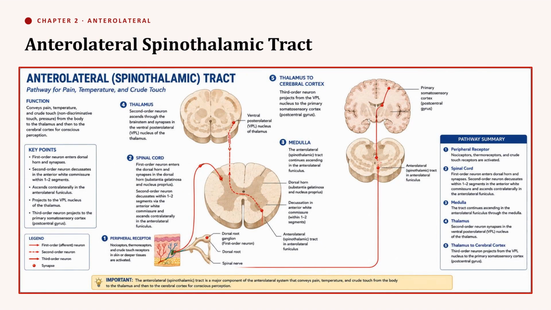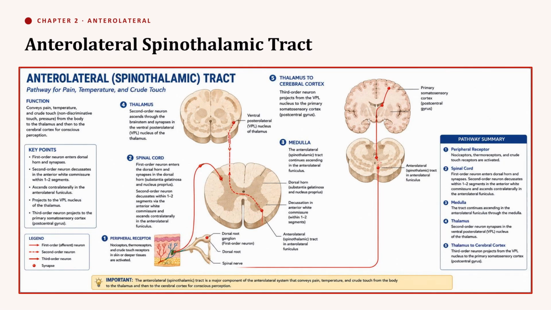This is the anterolateral pathway drawn out in full. Trace it with me from bottom to top. Start at the peripheral receptor. A nociceptor, thermoreceptor, or crude touch receptor is activated. Its first-order fiber enters the dorsal horn and synapses right there in the substantia gelatinosa and nucleus proprius. No long ipsilateral climb like the dorsal columns.